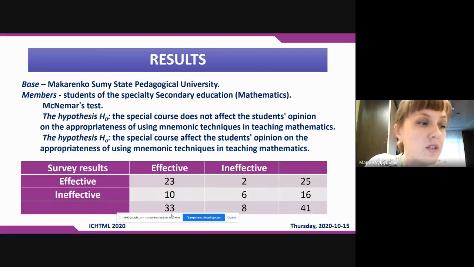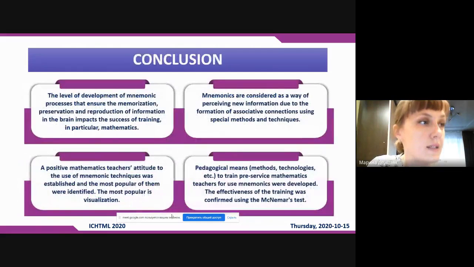During the organization of the experiment, we were primarily interested in the effectiveness of the training. 41 students took part in the survey. Since students' answers may or may not have changed, McNemar's test was used to confirm the effectiveness of the training. The results of the first and second survey are shown in the table, and the effectiveness of the training was confirmed. What about the conclusions? You can see them on a slide.